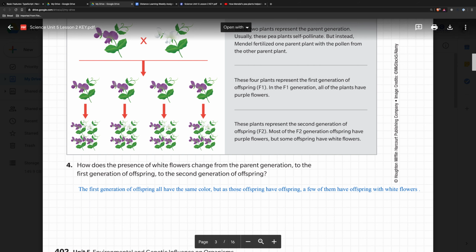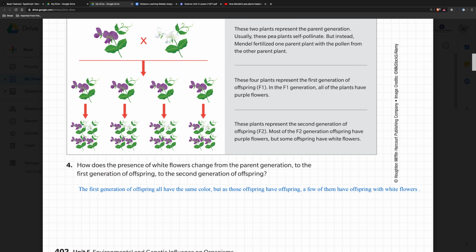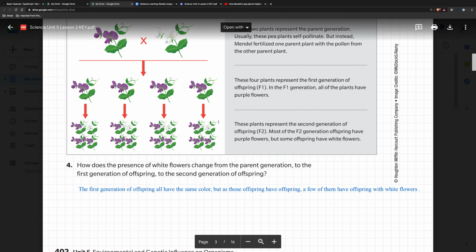Then he took the second generation of plants and used those plants to pollinate one another. After he pollinated the second generation with one another, he got a third generation. And the third generation he found would have mostly purple flowers, but there would also be white ones.